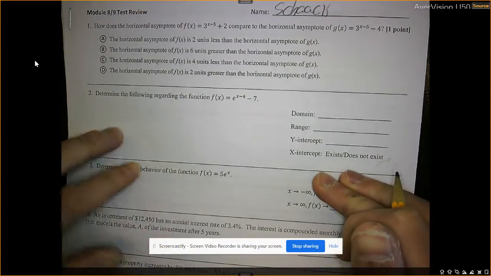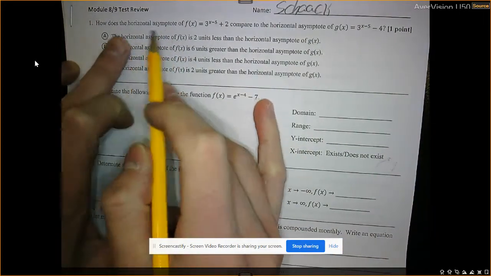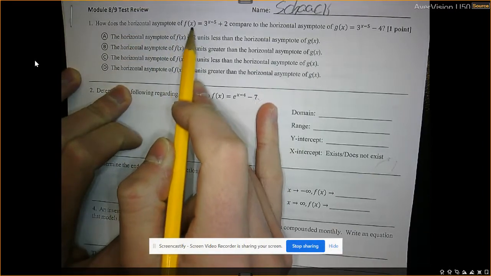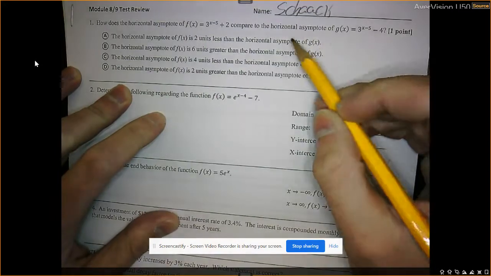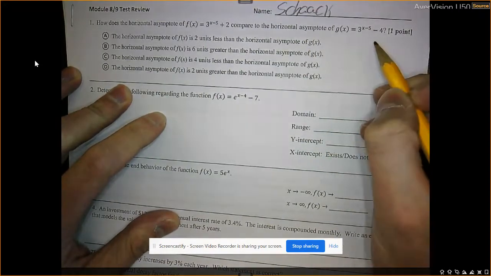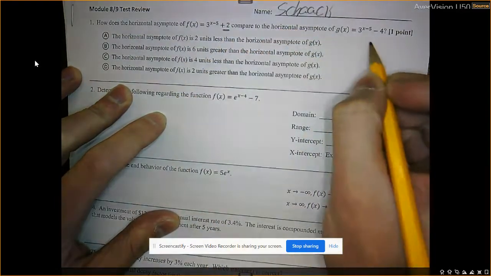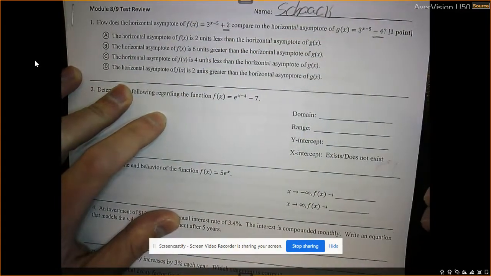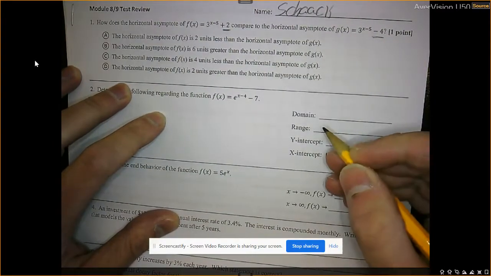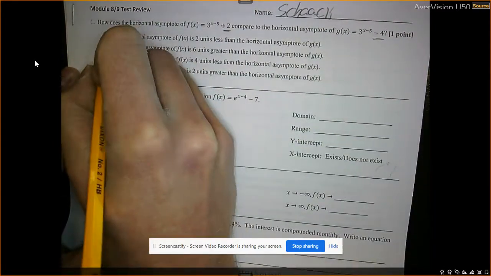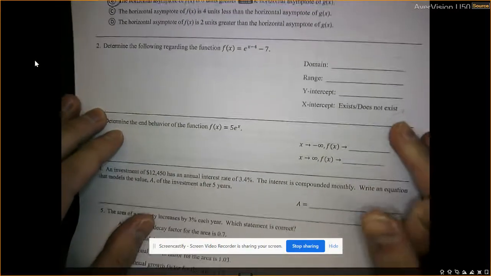So starting off right away, like I said, I got to go quick. How does the horizontal asymptote of f of x equals 3 to the x minus 5 plus 2 compare to the horizontal asymptote of g of x? Well, our horizontal asymptote is our k value when we're talking exponentials. So if we have a plus 2 here and a negative 4 here, that's a difference of 6, and that is described by b. So that's how fast I got to go.